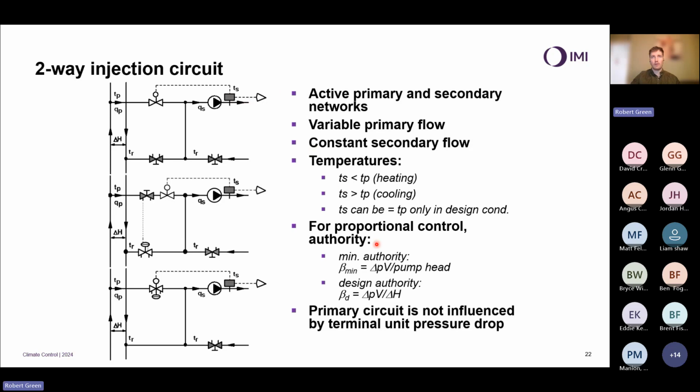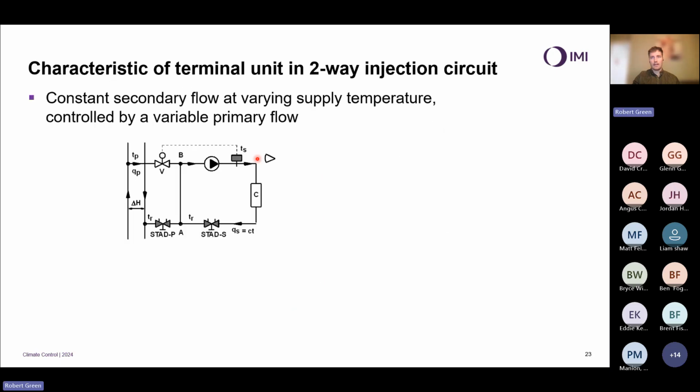For proportional control authority, we have these same relations as we saw before. And in this case, the primary circuit is not influenced by the terminal unit pressure drop because we have my secondary side pump that is dealing with the pressure drop on the secondary side. So let's have a look at some characteristics and why these are often better.